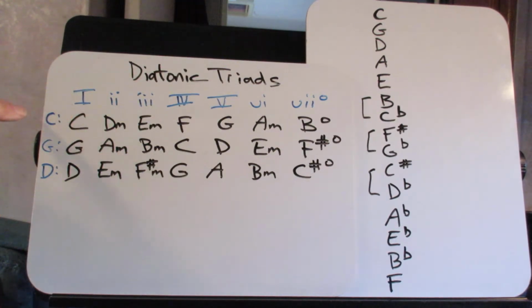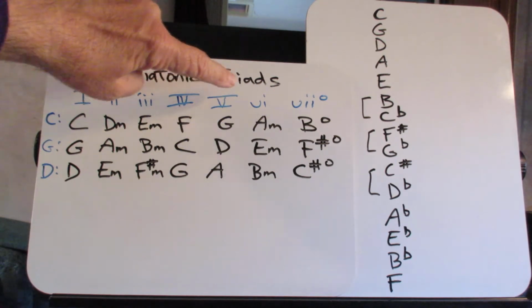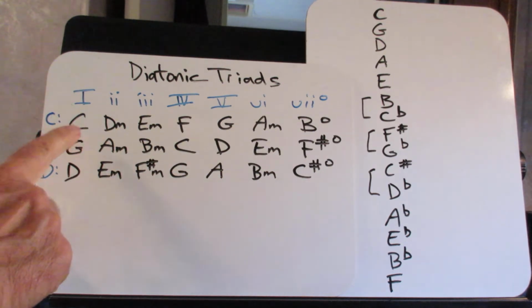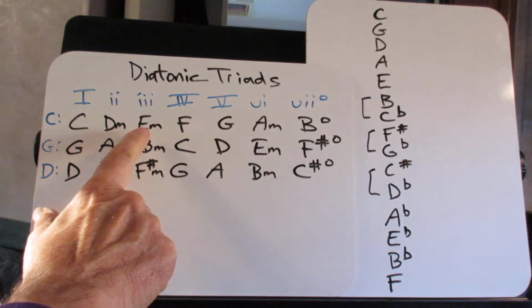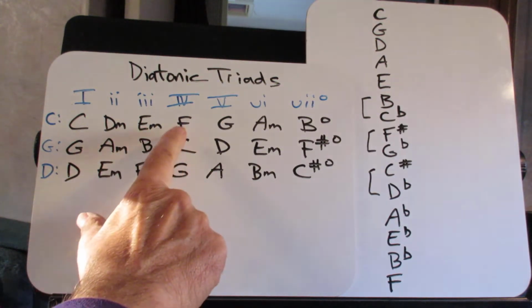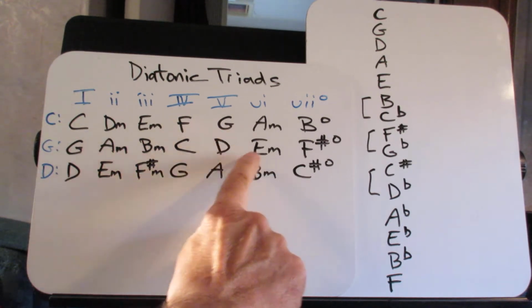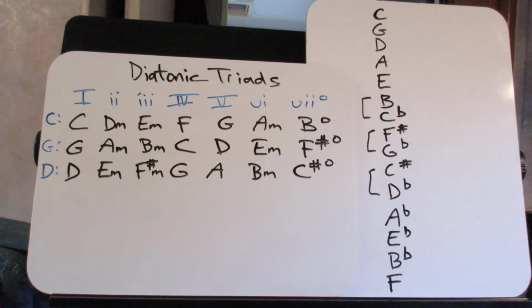So what you're going to do in each one of these. In the key of C, I've indicated here we have the 1 chord, 2 chord, 3 chord, 4 chord, 5 chord, 6 chord, 7 chord. The diatonic triads of each of those keys. In the key of C, the 1 chord is C major. The 2 chord is D minor. The 3 chord is E minor. The 4 chord is F major. The 5 chord is G major. The 6 chord is A minor, and the 7 chord is B diminished.